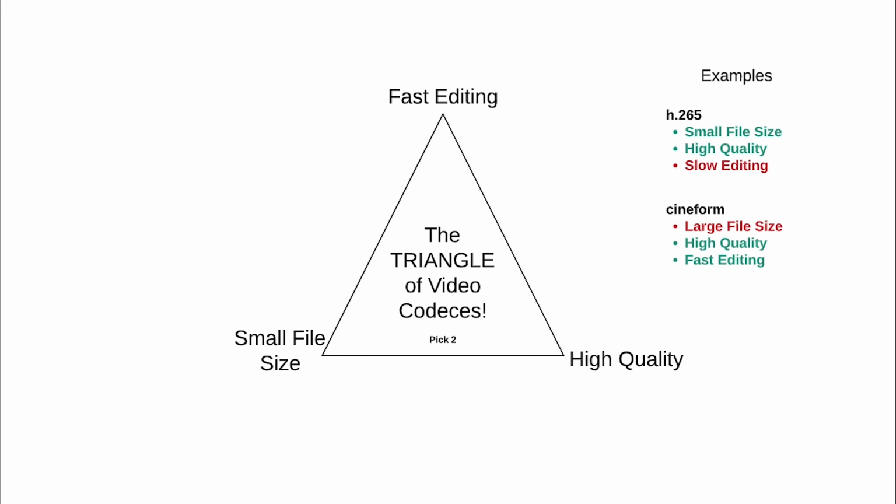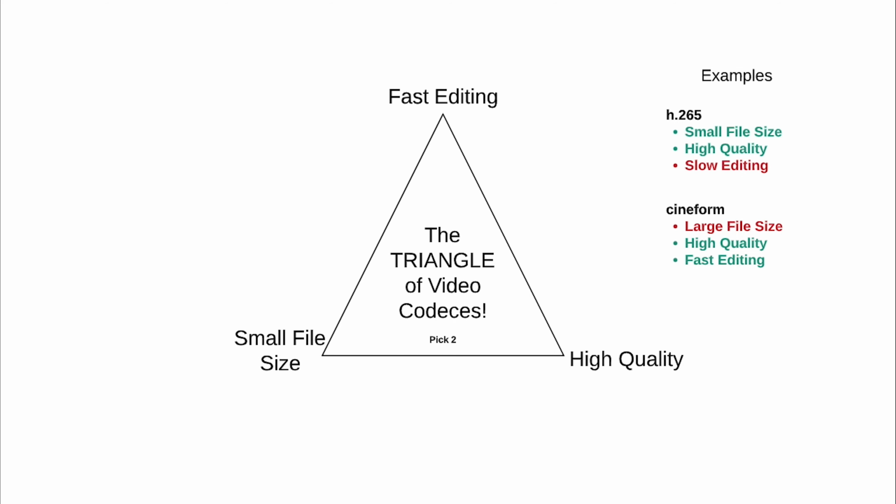If you look at H.265, which is a popular modern video codec that mirrorless cameras, cell phones, and GoPros use, you see that you get small file sizes because it's highly compressed. You get high quality because it's an original video recording codec. But because it's so highly compressed, editing is slow because it has to uncompress the file in order to read it.